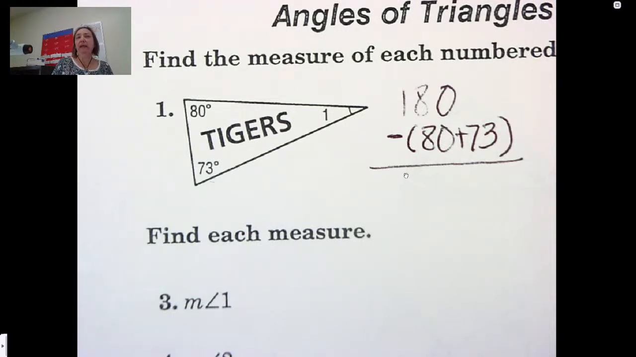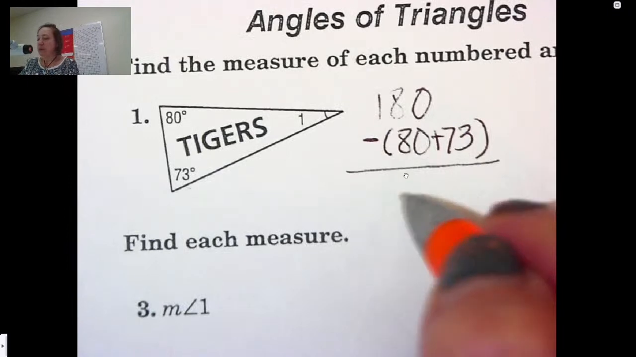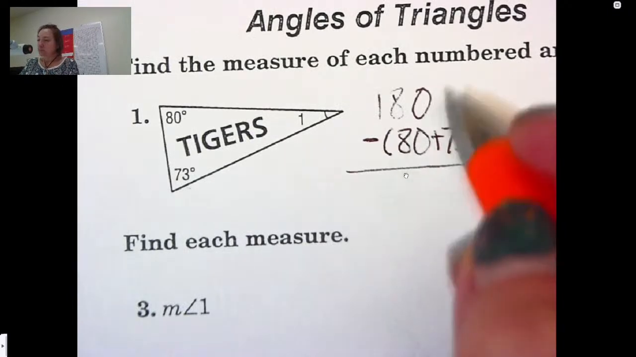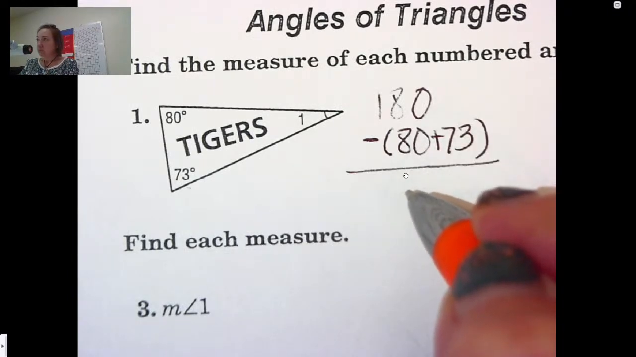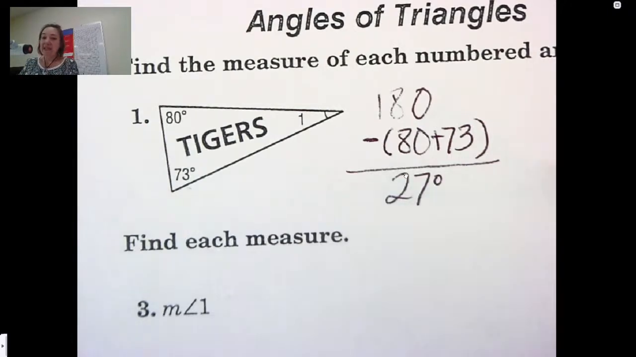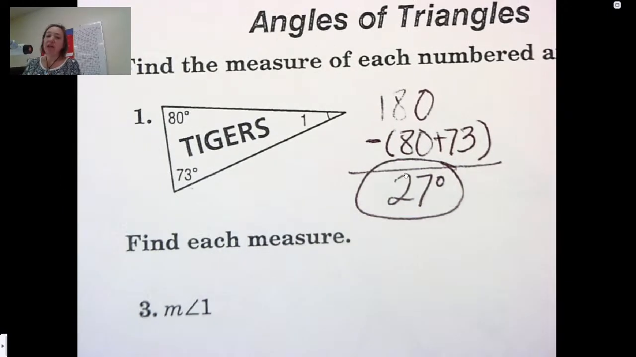Let's try that one again. 153. So what is 180 minus 153? 27. And it's degrees. Every one of these answers is going to be degrees, so everyone needs a degree symbol, right? Okay, you were close, dude.